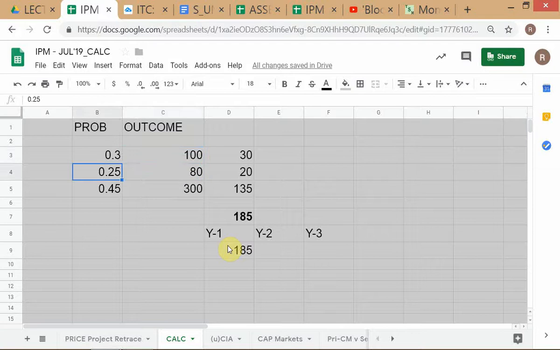Okay, we have a 25% chance of earning 80 million, and then we have a 45% chance of earning 300 million. Therefore, the expected value of the first year cash flows is 185. And then you're discounting that. So that is a more rigorous way.